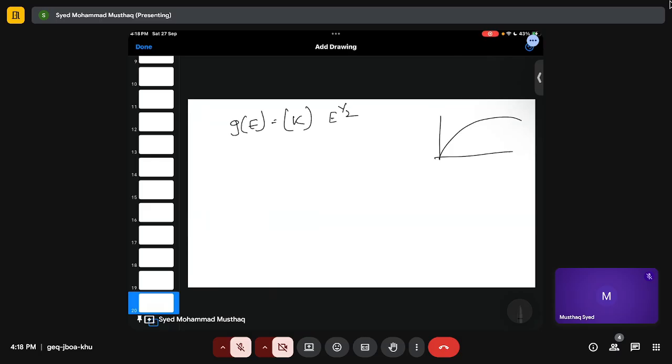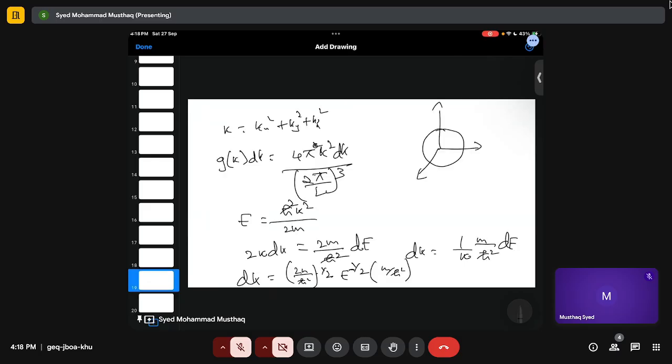That's it. If I'm talking about a sphere, then it will be 4 pi k square. If I'm talking in 2 dimensions, then it will be the perimeter, so 2 pi k dk for 2 dimensions. And for 1 dimension, it is just the integral of dk. So that's all about density of states. You can refer to the initial lectures where I have defined these relations. It would be a waste of time to define these things again and again.